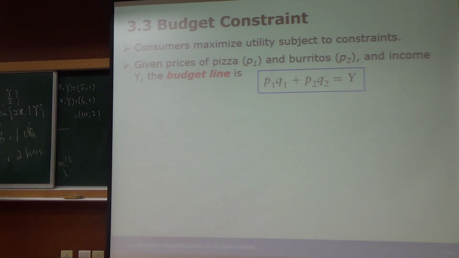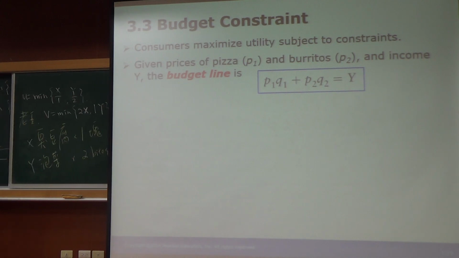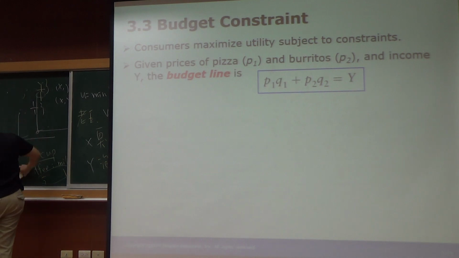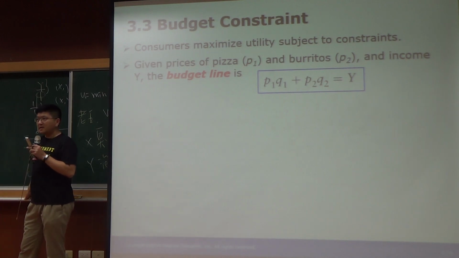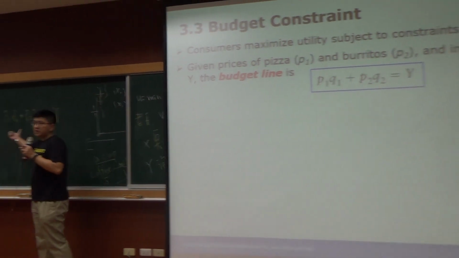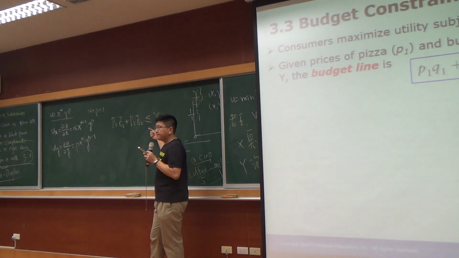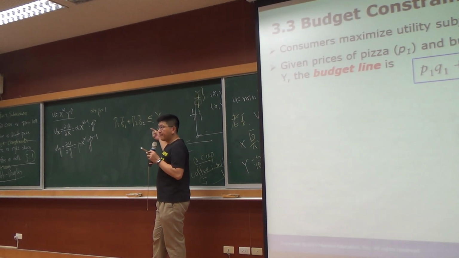And actually, the better way to put this would be P1 Q1 plus P2 Q2 less than or equal to Y. Which means the expenditure cannot exceed the income. Okay?